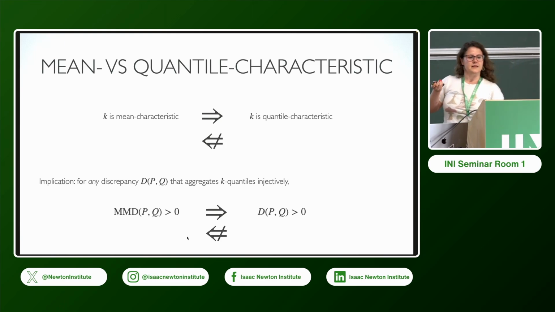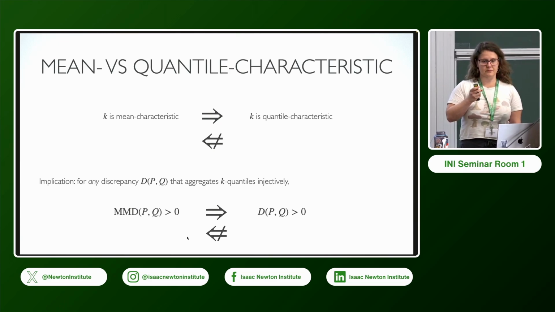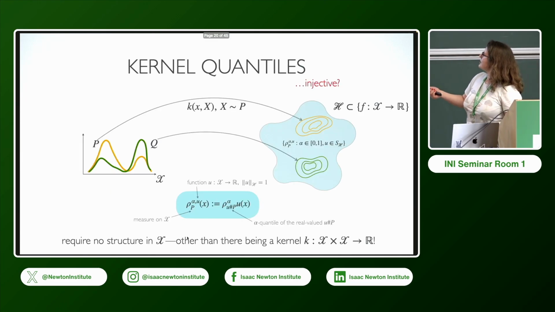Can I ask a silly question? Yes. I've been a bit lost in your definition of the kernel quantile of P in direction U. Why do you multiply? What's the intuition? Why do you multiply by U of X? What's the intuition of it?